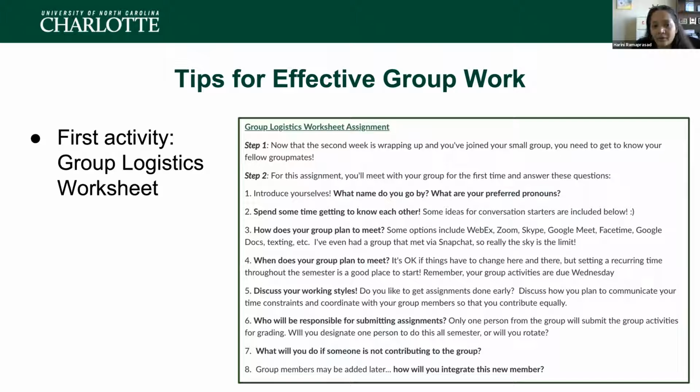Okay, and going further along these lines, it's a good idea to set up some kind of initial group activity that students can use to get to know their group members and think through how they are going to work together in their group. The example that you see here is a group logistics worksheet from Biology 1110, where students are first asked to introduce themselves, and you can include some ideas for conversation starters right there in the worksheet. Then have the students discuss and decide how they're going to meet. What tool will they use to meet? You can provide some different options. Here you see WebEx, Zoom, Skype, etc., but really leave the choice up to them. So how often will they meet, when will they meet, and how will they make sure that their meeting times align with the course activity deadlines and so on.